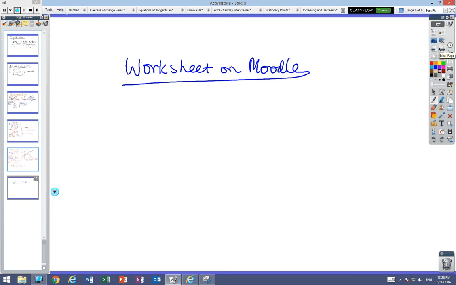Okay, so I'll load a worksheet on Moodle. It's not covered in the textbook per se. There's stuff on second derivatives, but not necessarily on points of inflection, which we're going to use in our curve sketching later on.